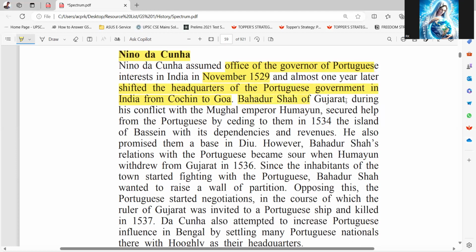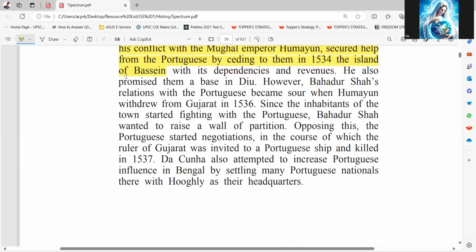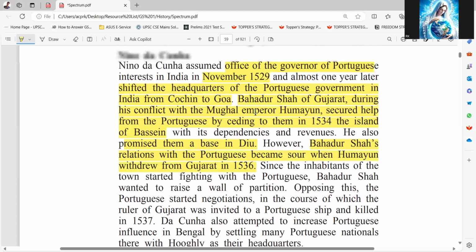Bahadur Shah of Gujarat, during his conflict with the Mughal Emperor Humayun, secured help from the Portuguese by ceding to them in 1534 the island of Bassein with its dependencies and revenues. He also promised them a base in Diu. However, Bahadur Shah's relations with the Portuguese became sore when Humayun withdrew from Gujarat in 1536.